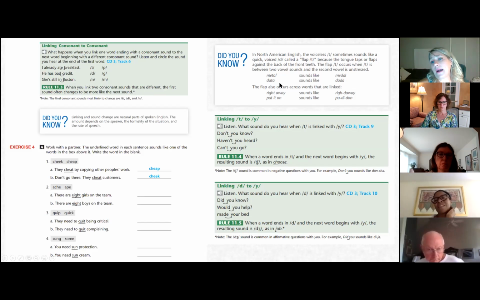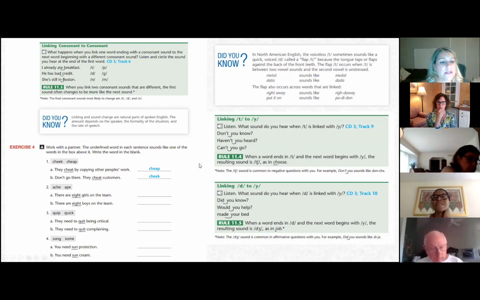Okay, and then we have these sounds here. Oftentimes when a sound is surrounded by two vowels, the sound sounds like a voiced sound. So "metal" does not sound like "metal" with a T, it sounds like "medal." It sounds like a D because it's voiced. It's really hard for us to make that unvoiced, okay? And we call that a flap, actually. Our tongue is flapping when we do that, okay?